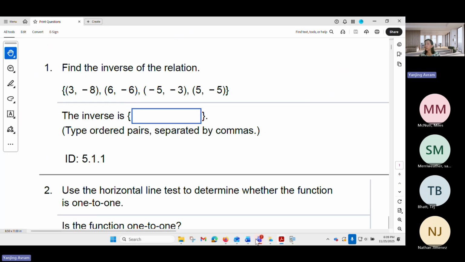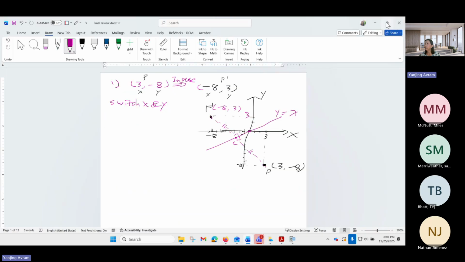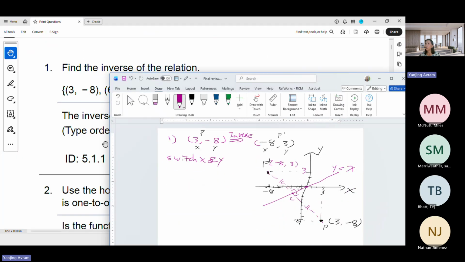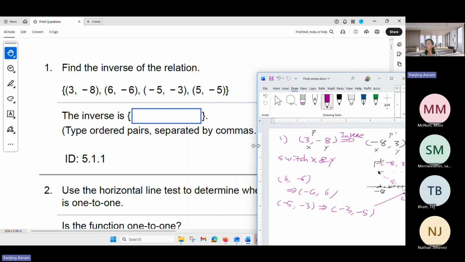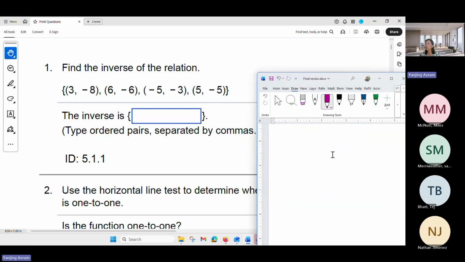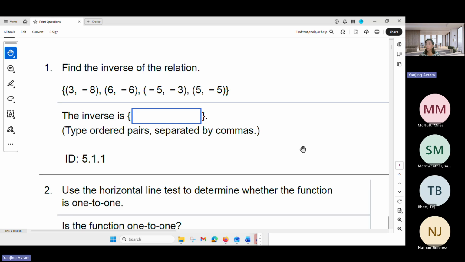And if you have (6, negative 6), similarly, the inverse will switch the X and Y. So what is the inverse for the second point? It will be (negative 6, 6). And for (negative 3, negative 5), the inverse will be (negative 5, negative 3). So that should be pretty straightforward point by point. And this inverse will be (5, negative 5). Just switch the X and Y. Pretty straightforward, right?